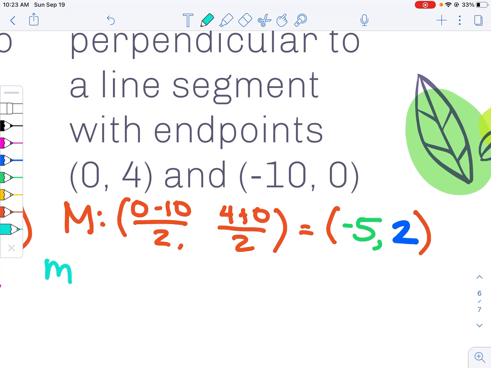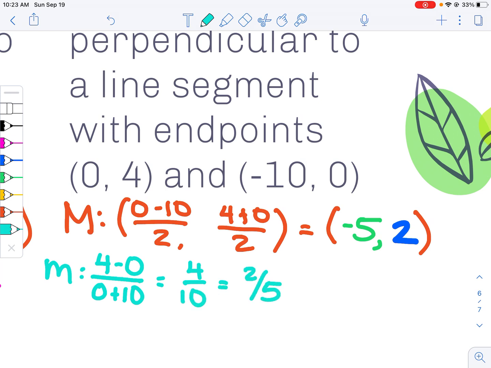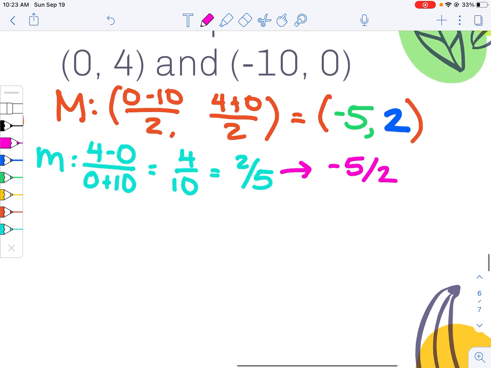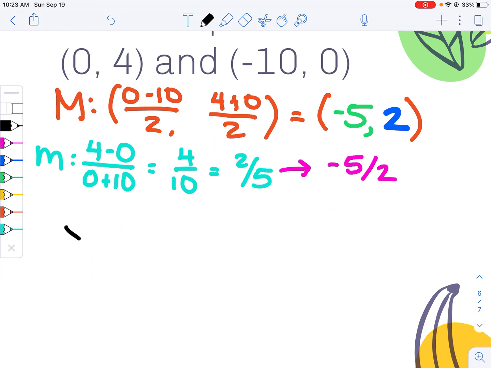Then I'm going to find the slope of the line that's perpendicular, so lowercase m. 4 minus 0, and 0 minus a negative 10. I get 4/10 or 2/5. Because I want it to be perpendicular, I need to flip that and make it negative, and have negative 5 halves. Now that I have my midpoint and my perpendicular slope, I can throw this into point slope form.